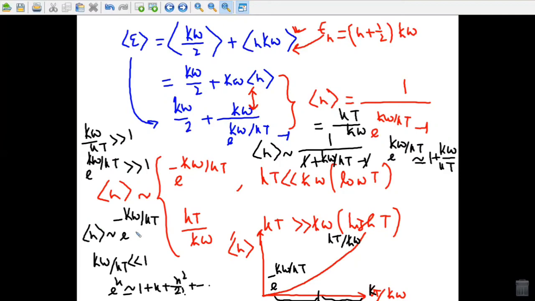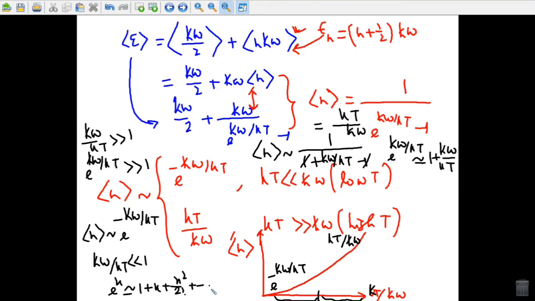And at high temperature, this ratio is far less than 1. That is, one can use the Taylor series expansion of the exponential, which is nothing but 1 plus x plus x square by factorial 2 plus so on.